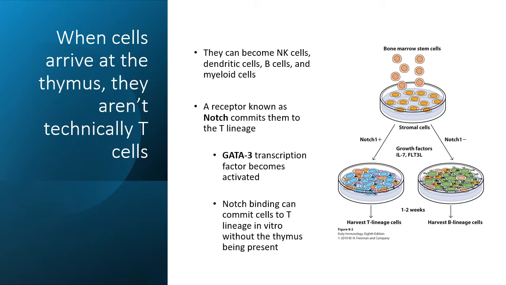And again, as the cells exit the bone marrow, they're still double negative cells. So these do not express CD4 or CD8 at this particular time. They also do not express a T cell receptor yet. So these are naked babies. They have a lot of growing up to do.